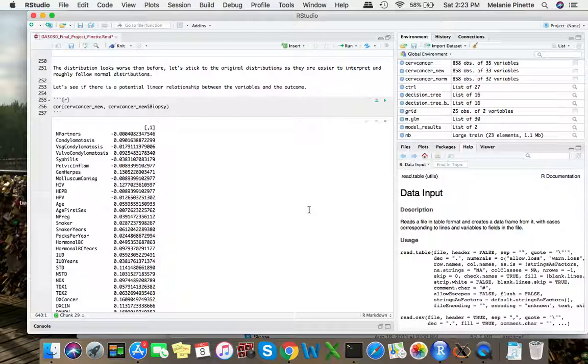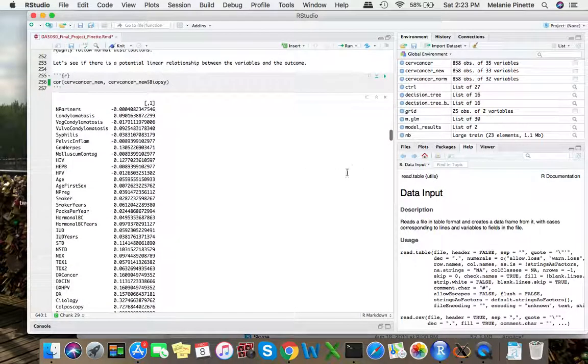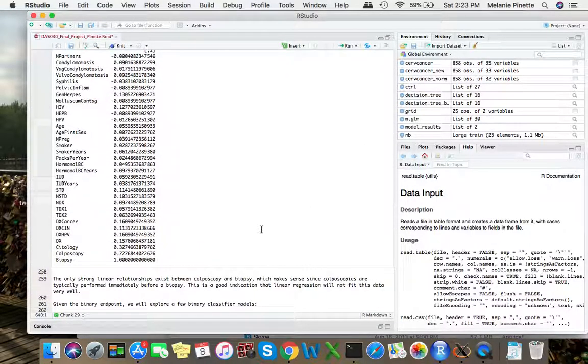Now let's see if there is a potential linear relationship between the variables and the biopsy outcome. So we'll plot that. And it looks like the only strong linear relationship is between colposcopy and biopsy, which makes sense since colposcopies are typically performed immediately before a biopsy. This is a good indication that linear regression will not fit the data very well.